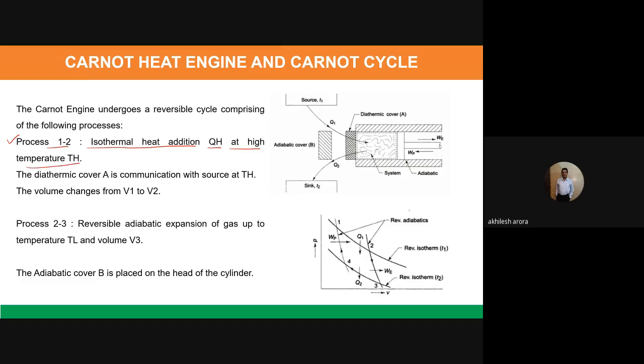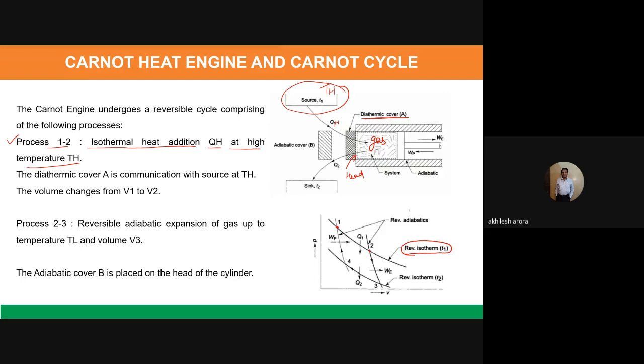So let us see how it is taking place. Initially, we have the source temperature TS, and there is a diathermic cover which is placed on the head. This is the head actually of the engine. So there is a diathermic cover, and we bring this head in contact with this source. So heat QH flows into the gas here, and the system moves from point number 1 to point number 2, and this process is actually reversible isothermal, or it takes place at constant temperature.